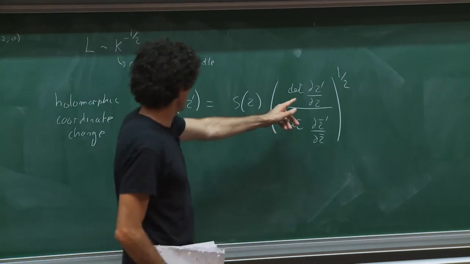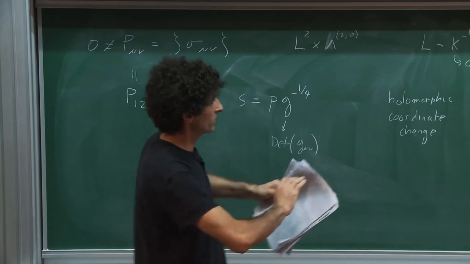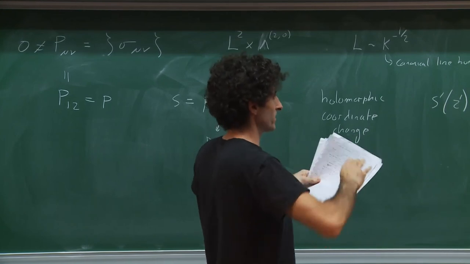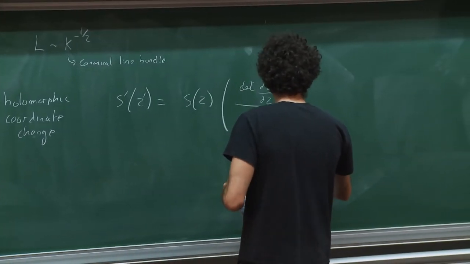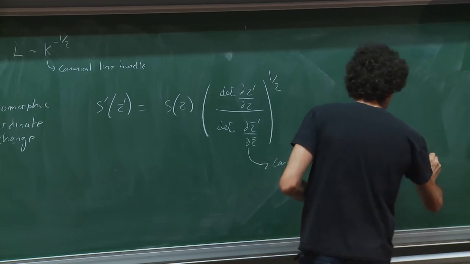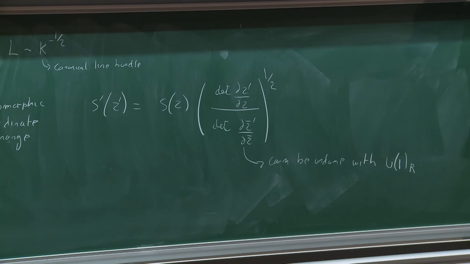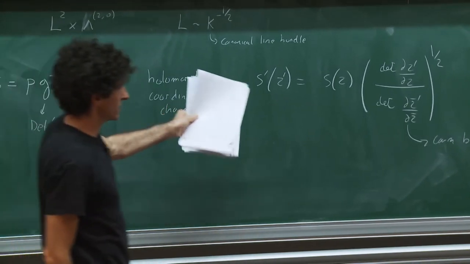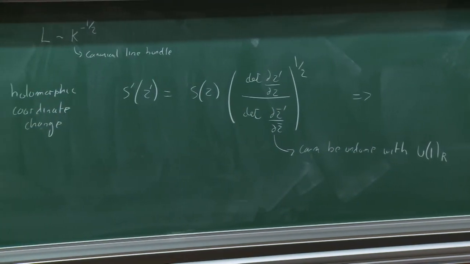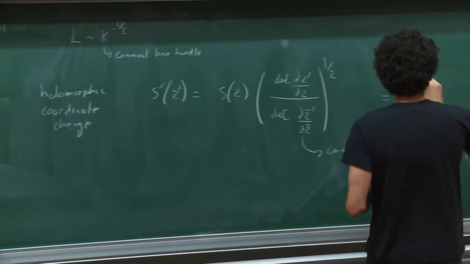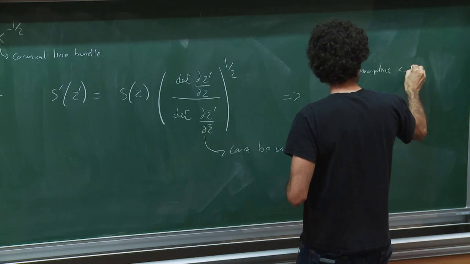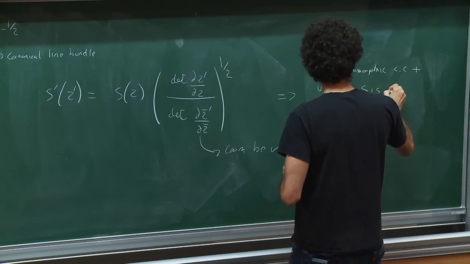So it's important that this thing is a phase. Now S has R charge 2. So that means that in going from patch to patch, in doing a holomorphic coordinate change, you can undo it by doing a U(1)_R transformation. So this can be undone with U(1)_R. And therefore, under holomorphic coordinate changes followed by appropriate U(1)_R transformations, this S transforms like a scalar. That's the usual way the spinors are ready to form. Indeed, so under holomorphic coordinate changes plus U(1)_R, S is a scalar.